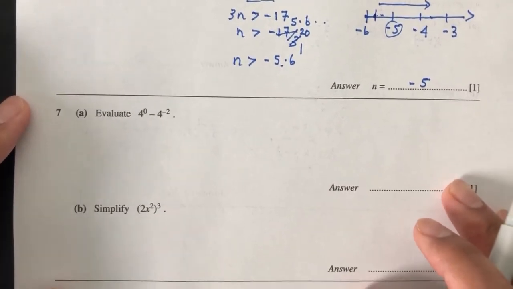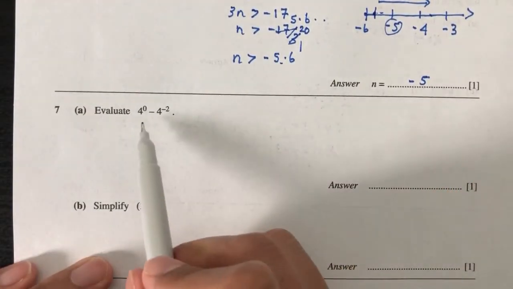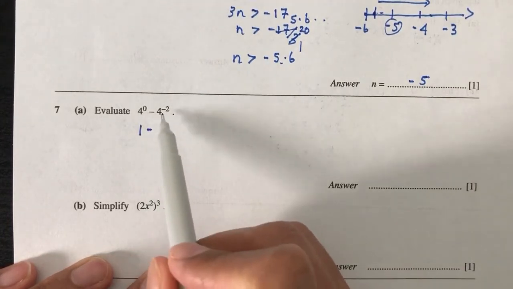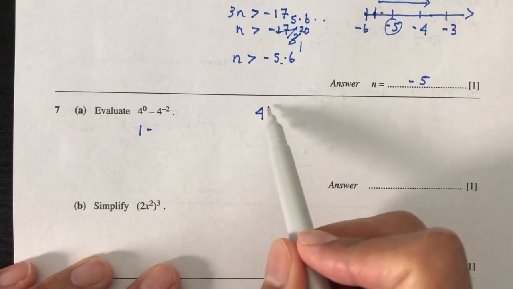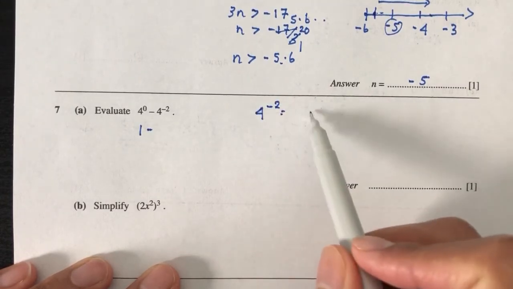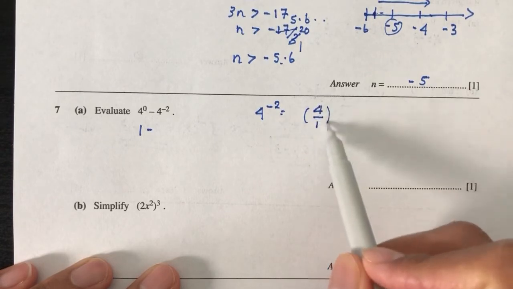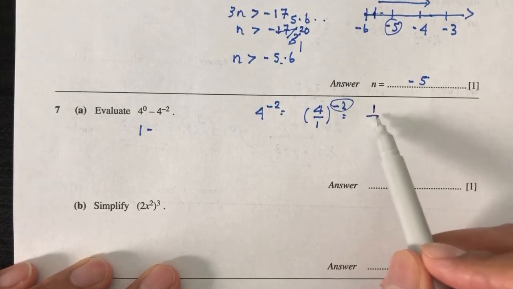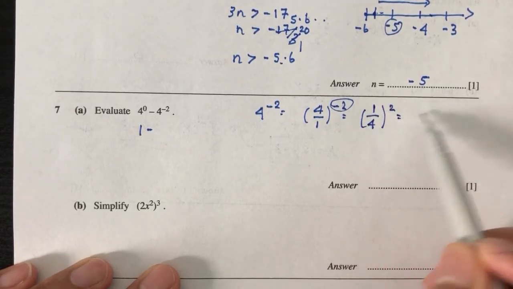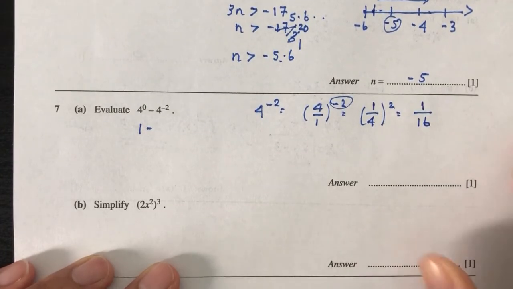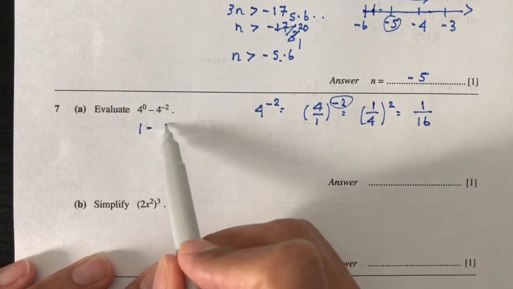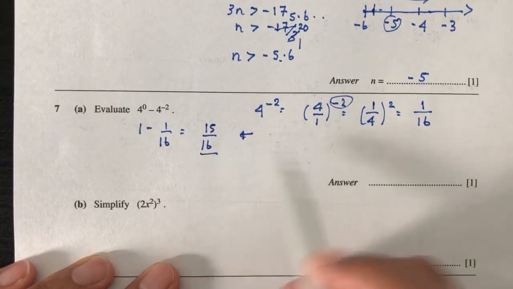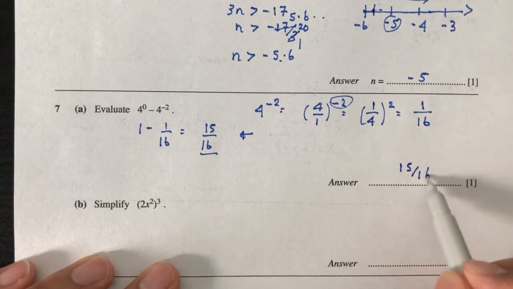So now moving on to question number 7. Part A, evaluate these indices. So anything power 0 is 1, minus 4 power minus 2. So let's write this down here. So 4 power minus 2. What is 4? 4 is also 4 over 1, power minus 2. We want to change this power to positive. We have to flip the inside upside down. We will have 4 squared. That'll be 1 over 16. Okay. So here we have 1 minus 1 over 16, which will become 15 over 16, and that will be your answer for part A, 15 divided by 16.